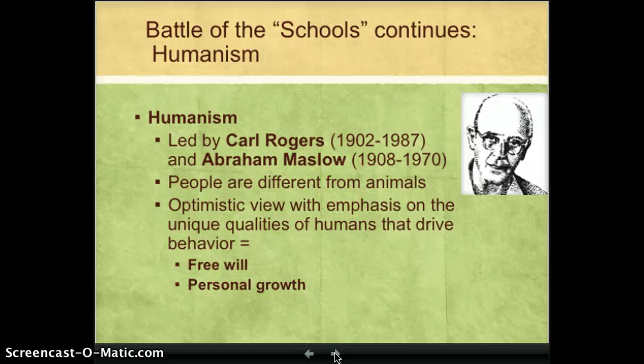They also had a very optimistic view of what drove human behavior. They said that we were driven by, first off, free will or personal choice, and we're also driven by something called personal growth, which was the desire to be a better person, that we sometimes made mistakes along the way, but the underlying driving force isn't some sort of weird sexual hang-up from my childhood, but it's my desire to be the best me I can possibly be.